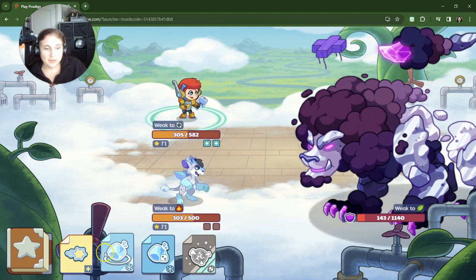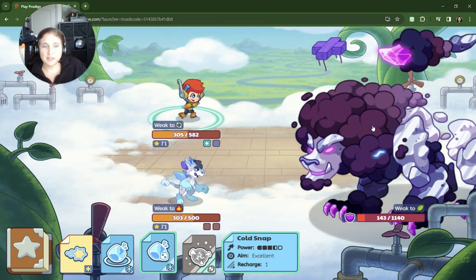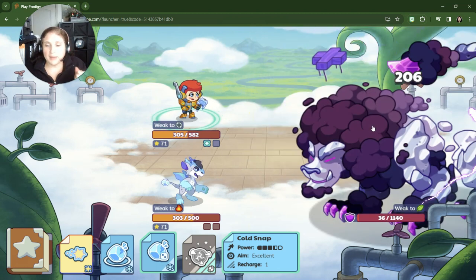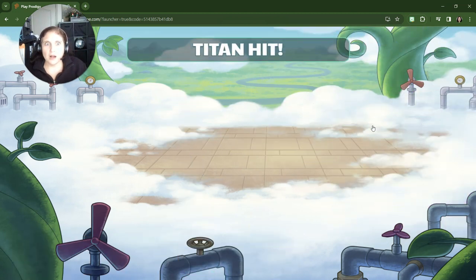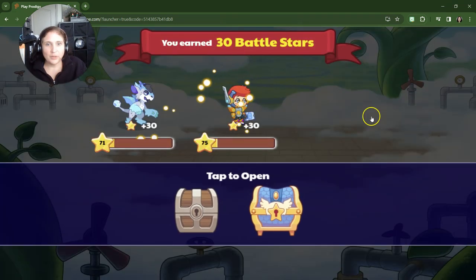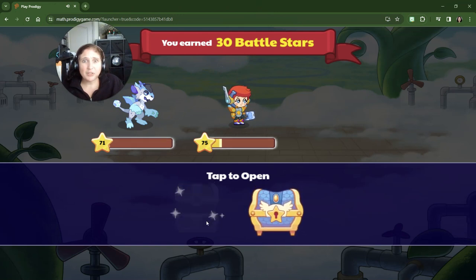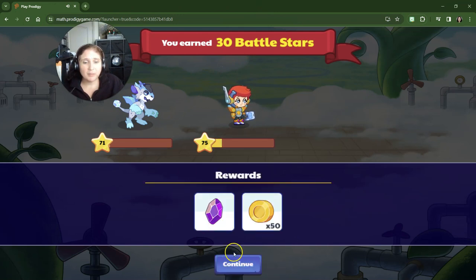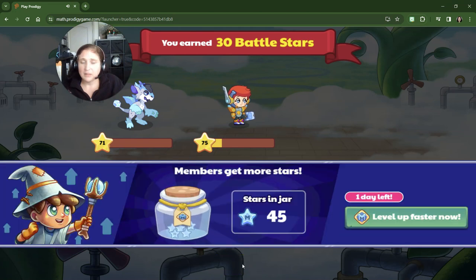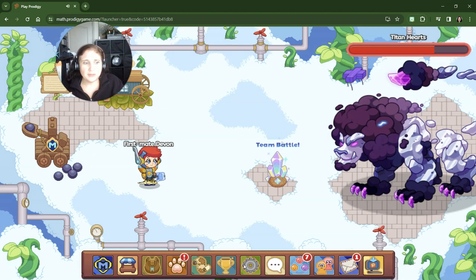All right, let's see. I'm going to do Starbright is prop. Oop, you know what? Let's do cold snap still. Come on, come on, come on. We did a Titan hit. We earned 30 battle stars. I don't have a membership, so I'm not even going to bother opening up the member case. Yep, whatever. Continue.